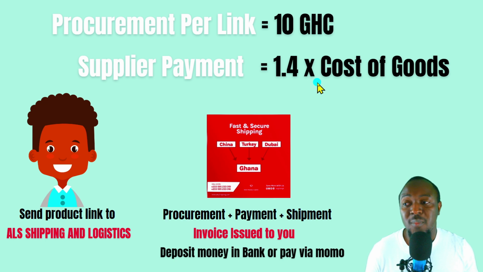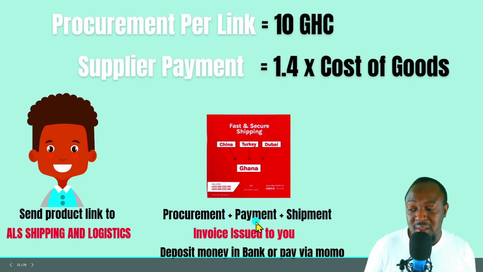And if you want to use them to pay your suppliers too, they'll charge you the total amount times 1.4, and this will also be based on the current rate. So again, they'll be able to do the procurement, the payment and the shipment for you.